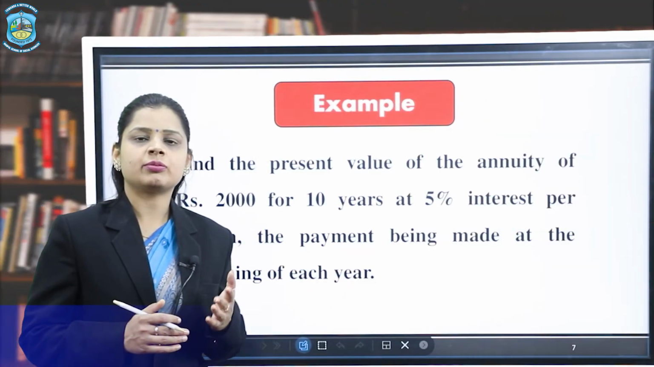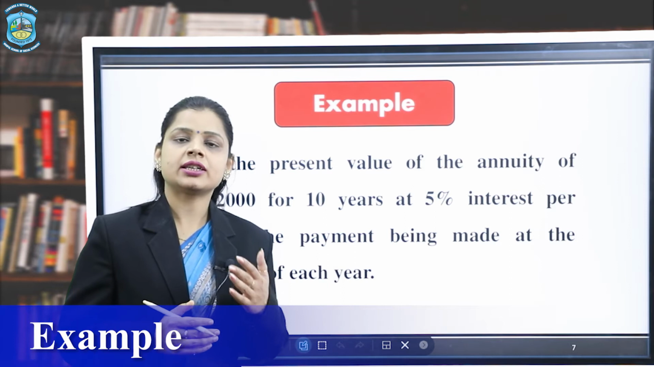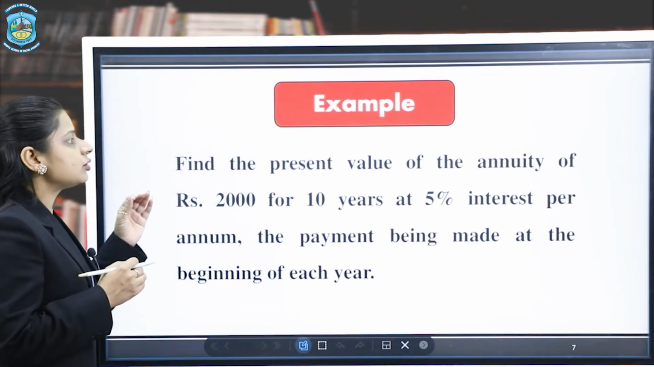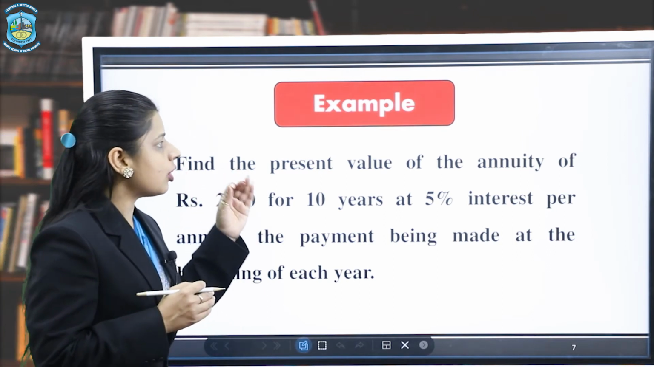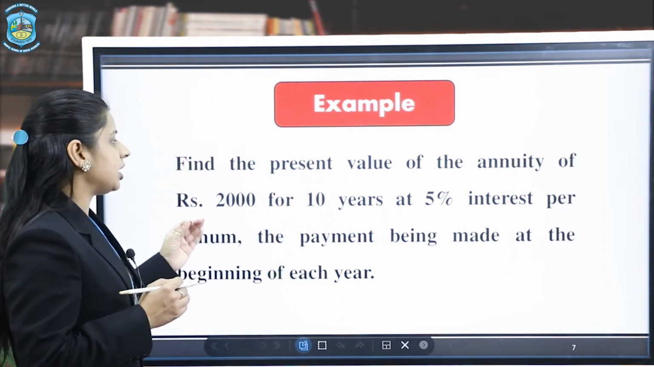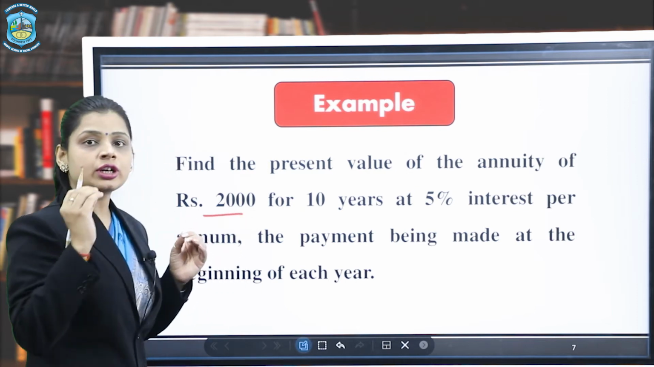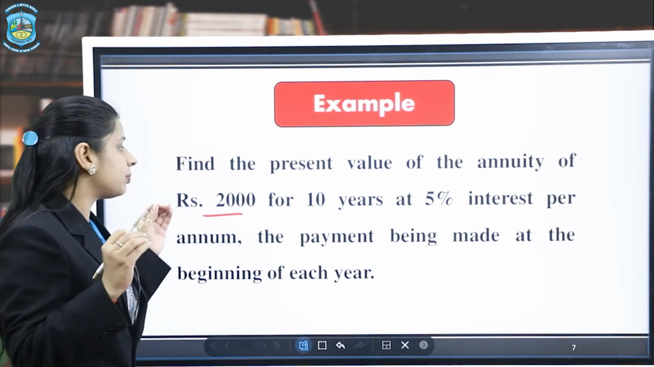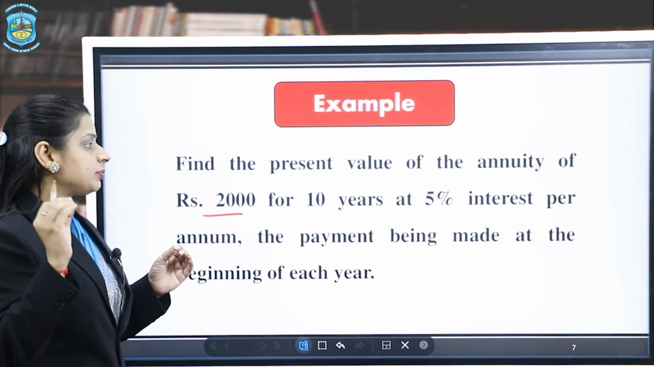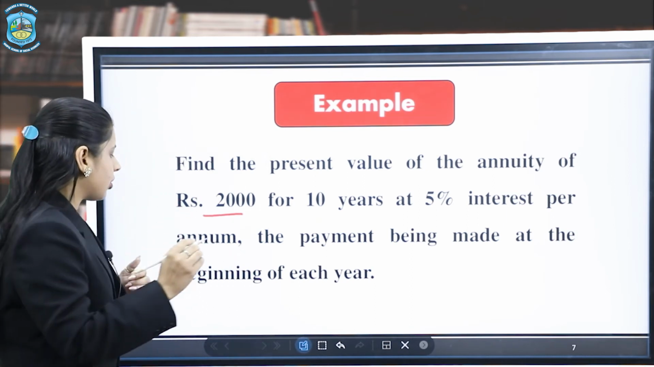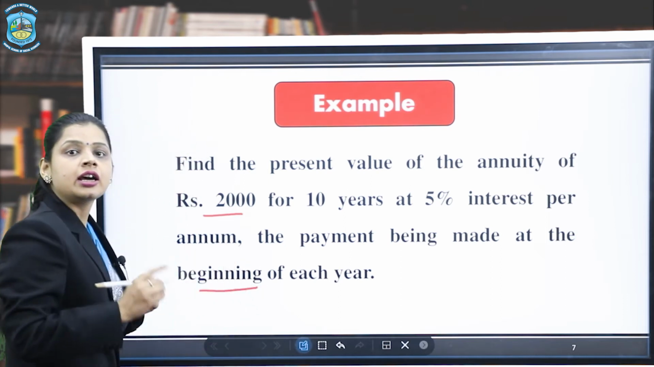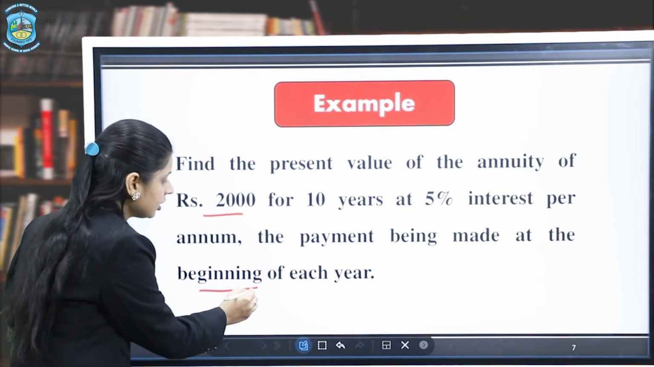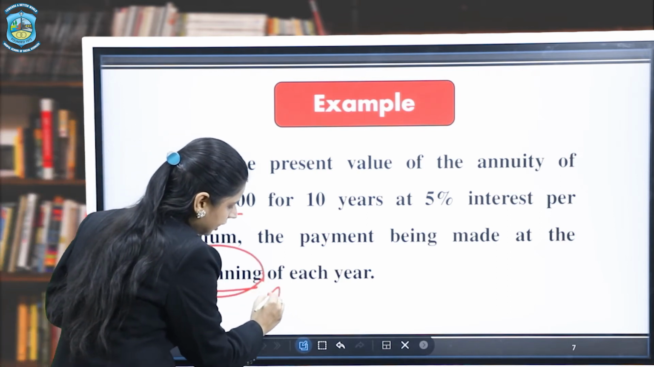In the next example, we will calculate present value of annuity due. In this example, we have to find present value of the annuity of rupees 2,000 for 10 years at 5% interest rate per annum, the payments being made at the beginning of each year. Now, as the payments are at the beginning of each year, it is the case of annuity due.